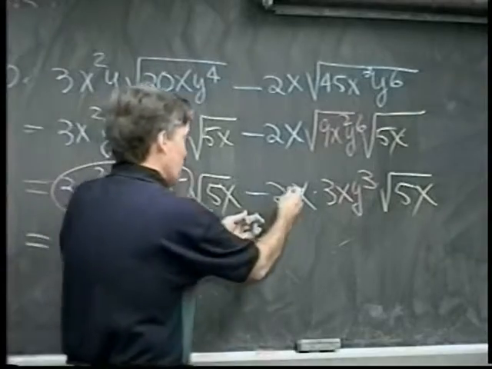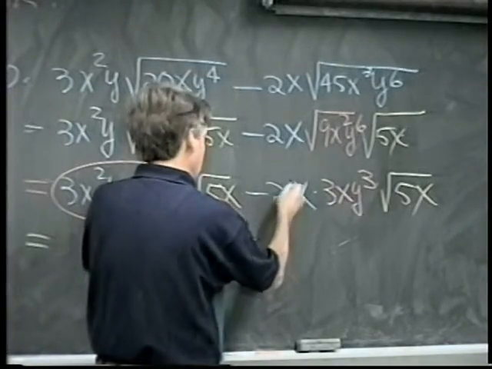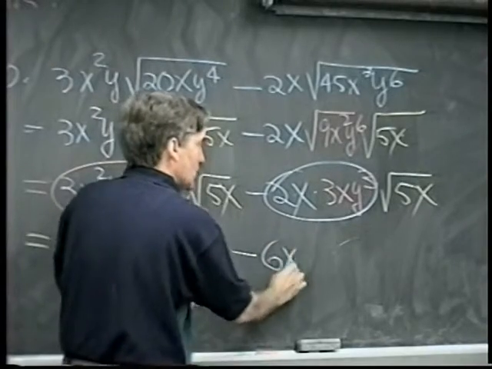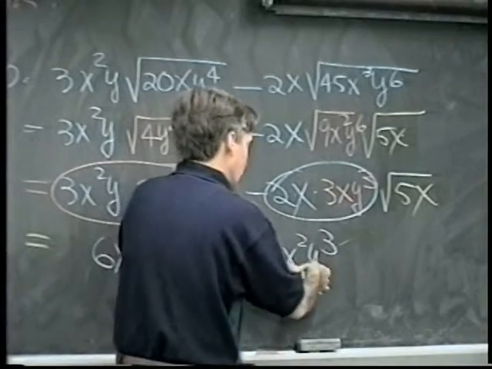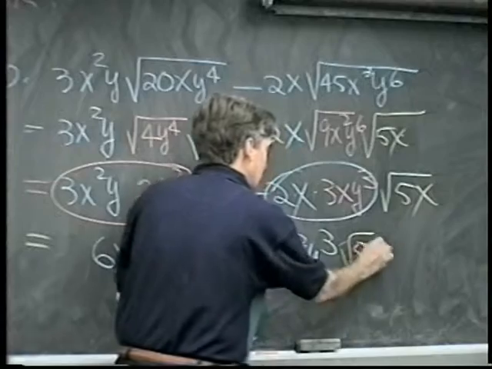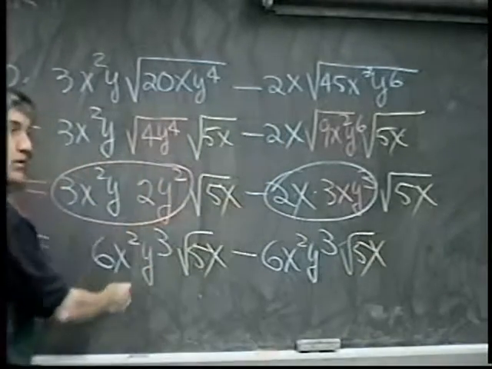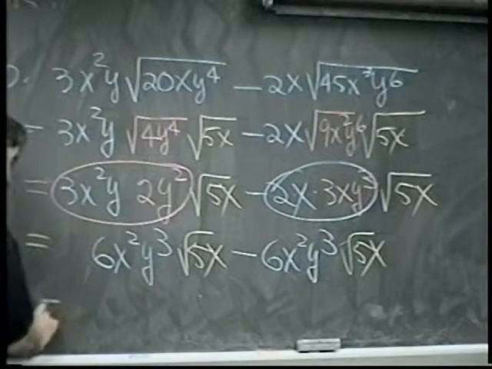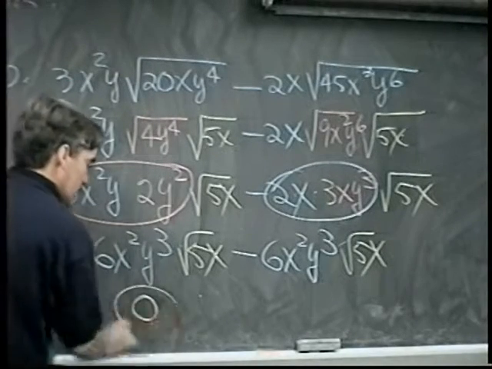And then this part can be simplified, all right? This would be simplified to be negative 6x squared y cubed times the radical 5x. It's exactly the same, isn't it? So something minus itself would be 0. Equals 0. Okay? And that's it.